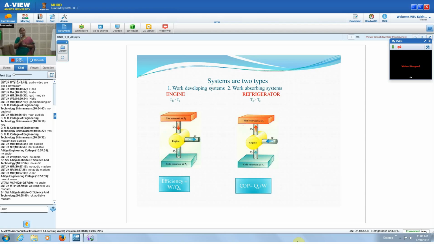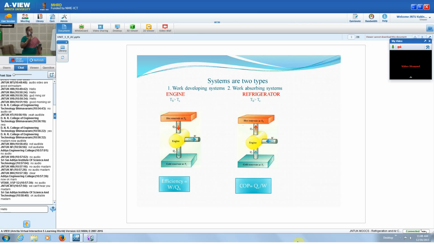If you take a work absorbing system, the refrigerator, the main function is to maintain the temperature lower than that of atmospheric temperature. According to the second law of thermodynamics, heat can flow only from a higher temperature body to a lower temperature body. So if the reverse is required here, then always some work is required. So refrigerator and heat pump all come under the work absorbing systems.